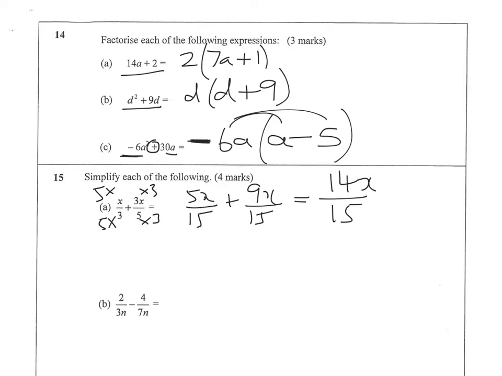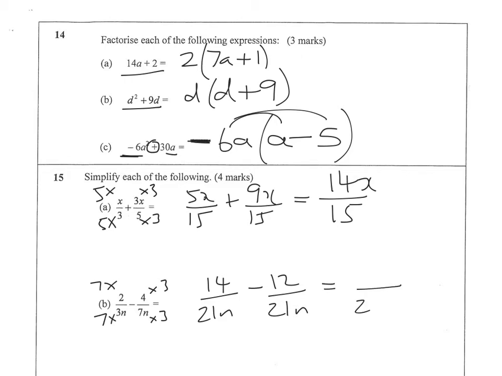Okay, we have 3n and 7n on the bottom. So the n is fine. We just need 21 on the bottom. So we're going to times by 7 and we're going to times by 3. So we get 14 over 21n. Take away 12 over 21n. So we have a common denominator of 21n. 14 minus 12 is 2.